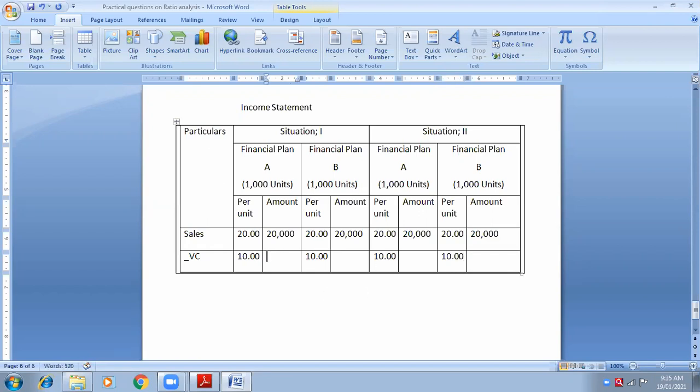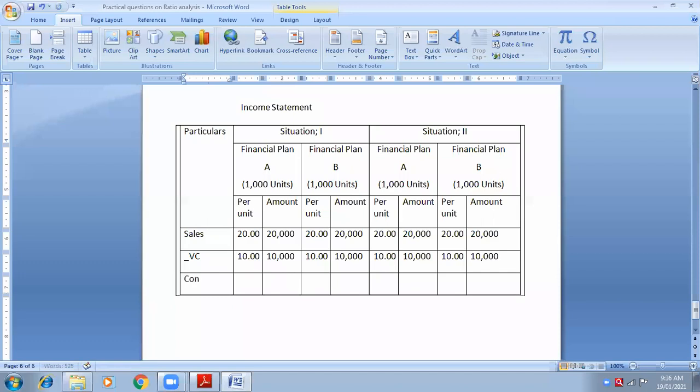Okay. Now, after deducting variable cost, what will you get? Contribution. Very good. You have to put all these 10,000 figures into bracket. Okay. Now, you will get contribution here. How much will be your contribution? 10,000, the same 10,000 will come in all.